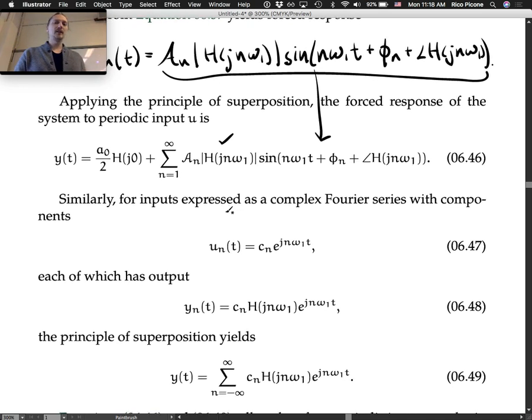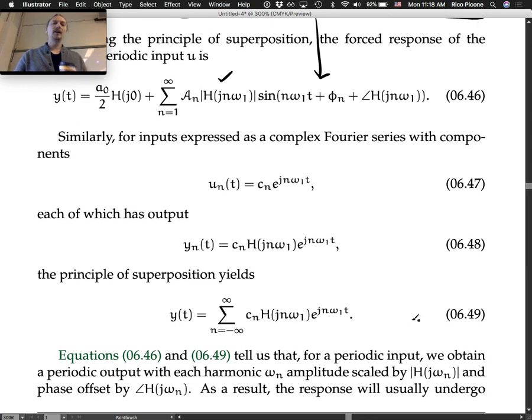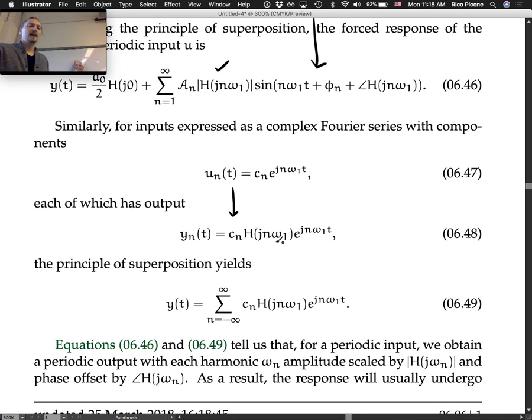But you can also do this for the complex Fourier series representation, with each input component being Cn e to the j n omega 1 t. That's the Fourier series representation in the so-called complex form. Then 648 is the output given this input. You go through the system and you get this output for that term, and the principle of superposition gives you this whole sum here.